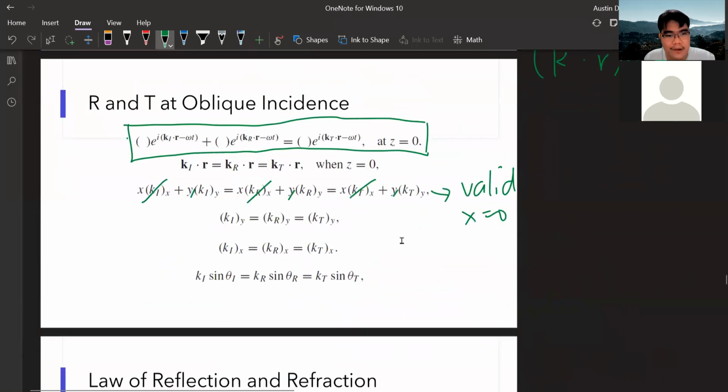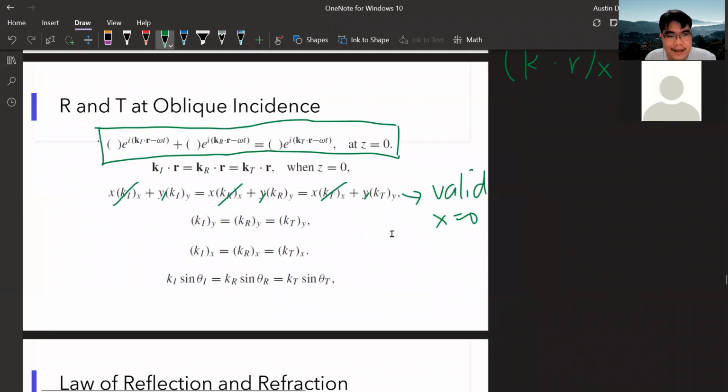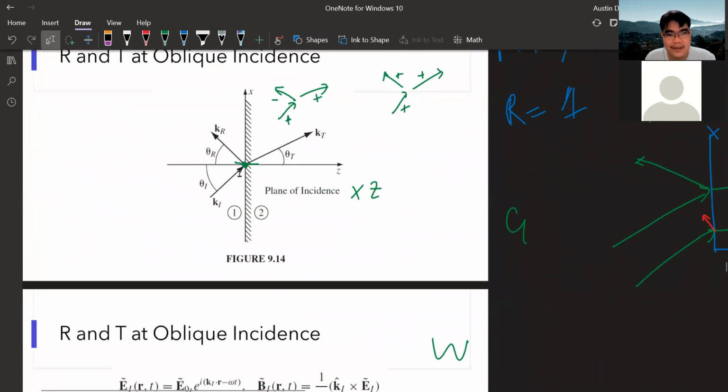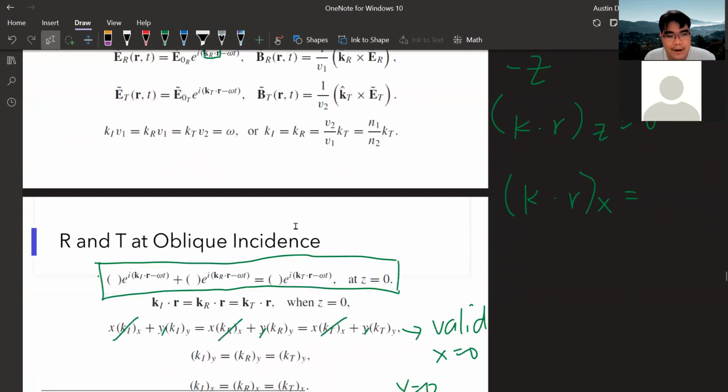Okay? Now, let's just pick our battles. I want y equal to 0, so let's just set y equal to 0. We rotate our system such that the plane of incidence contains all of my vectors, all of my light. So this is what we were drawing. All of them are in xz.